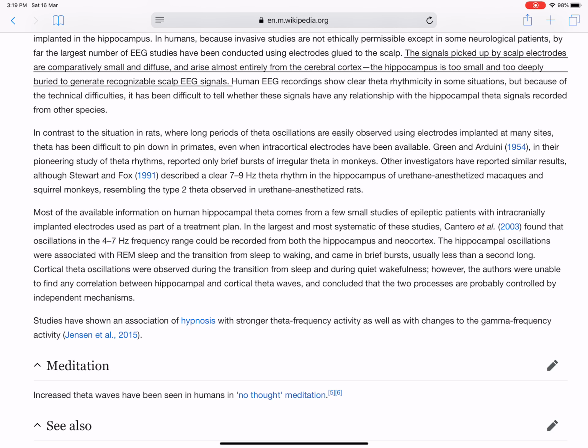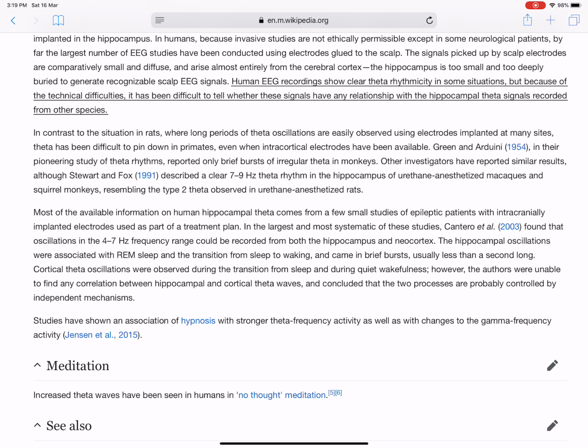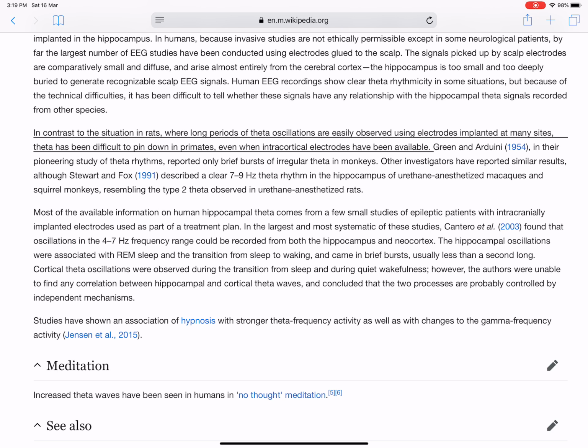Human EEG recordings show clear theta rhythmicity in some situations, but because of the technical difficulties, it has been difficult to tell whether these signals have any relationship with the hippocampal theta signals recorded from other species. In contrast to the situation in rats, where long periods of theta oscillations are easily observed using electrodes implanted at many sites, theta has been difficult to pin down in primates, even when intracortical electrodes have been available. Green and Arduini, 1954, in their pioneering study of theta rhythms, reported only brief bursts of irregular theta in monkeys.